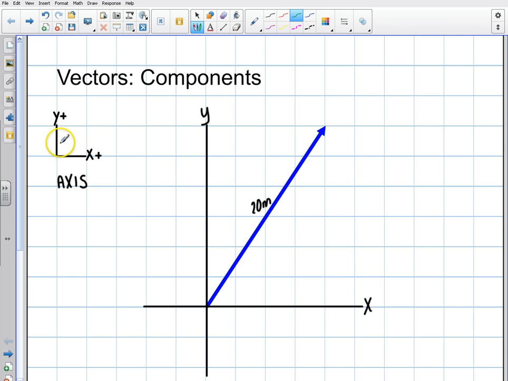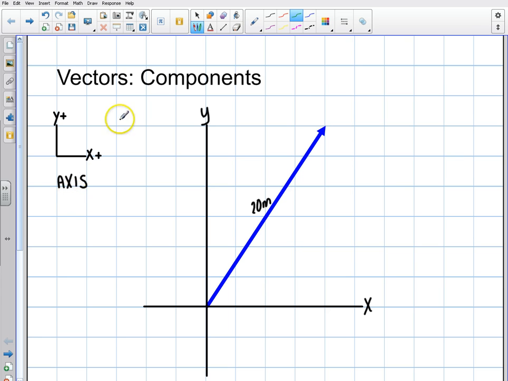You might think that that's pretty obvious, that you don't need to define that, but in reality you always need to define your axes, because depending on the problem, I might want to make the positive x to the left, I might want to make the positive y down. It really just depends on the problem.